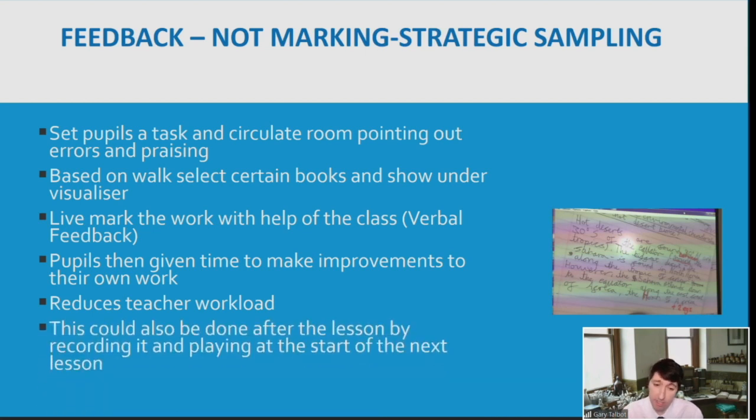You could also do this after the lesson as well. I have done this after the lesson where I just sample a few books and put them under the visualizer and make a recording of myself doing the live marking. So if you don't have time in a lesson to do it, you can do it afterwards, recording what you're doing through your speech and through your live marking, and then you can play that at the start of the next lesson and get students to improve the work then.